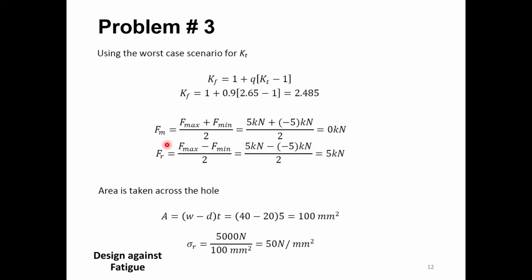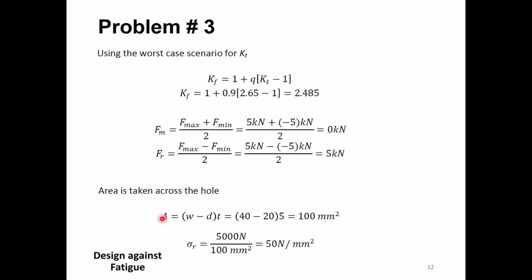Then here, in order to use the Soderberg equation, we have to find both the mean and the reversed stresses. And before that, we have to find the mean and reversed force. The maximum and minimum forces are given, like plus or minus 5 kilonewtons. So the mean force actually is 0 because we have a completely reversed loading. And then the reversed force here is equal to the maximum minus the minimum force divided by 2, which is 5 kilonewton.